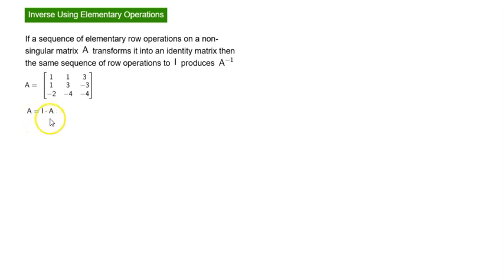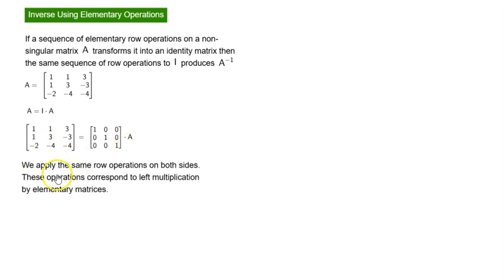So A is equal to I times A. Pre-multiplying A by I does not change A. It remains A. So in matrix form, we write it like this. Now we apply the same row operations on both sides. These operations correspond to left multiplication by elementary matrices.